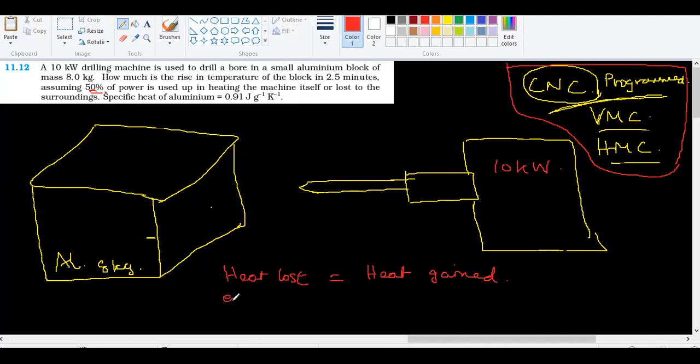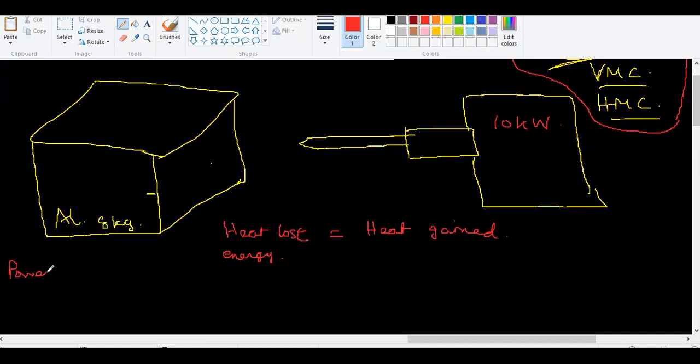And when I say heat loss, we're talking about energy, heat energy, in 2.5 minutes. You know that power is equal to work by time. So if I want work or energy, I should multiply power and time. So how much energy is given from here? 10 kilowatt, kilowatt means 10 power 3. I told you it is only 50% efficient. The remaining is lost here, which means only this much will be going inside. And time is 2.5 times 60.